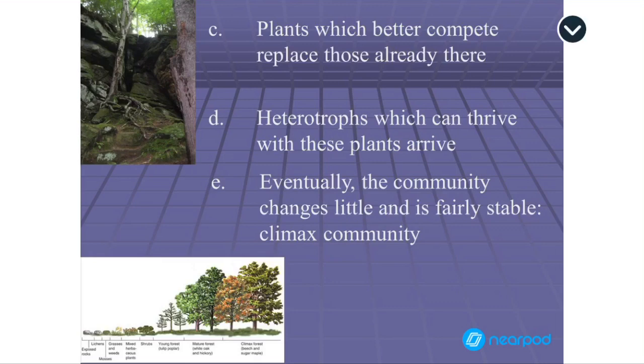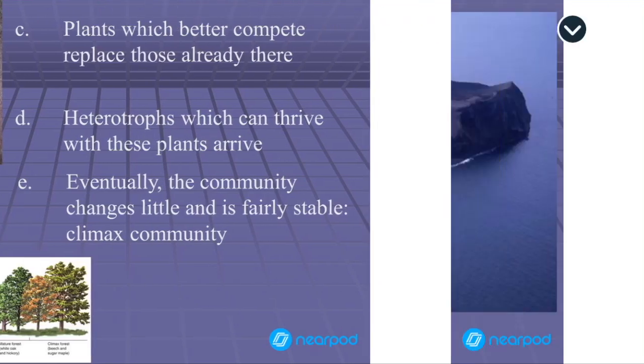The climax community is fairly stable. That doesn't mean it stays unchanged. The word climax means the high point, and so this is the community that is the most diverse, with the most biodiversity. The most sustainable life in the ecosystem is called the climax community.